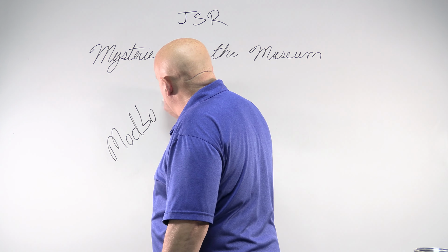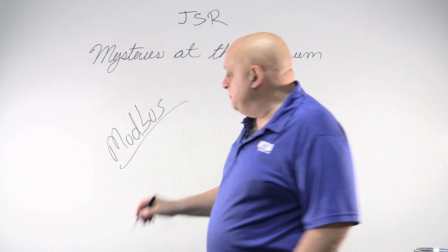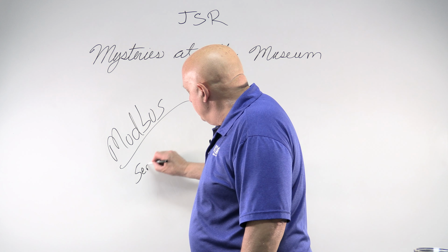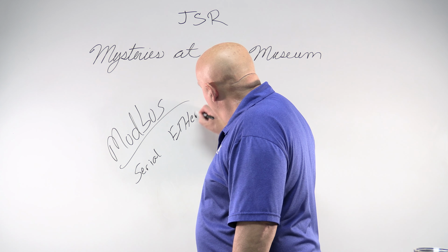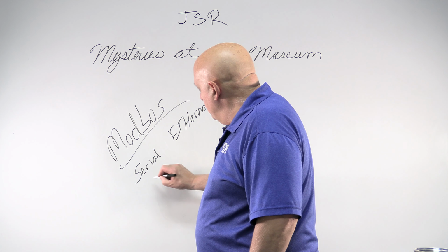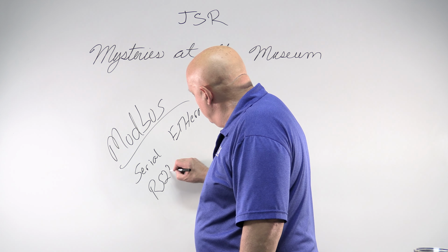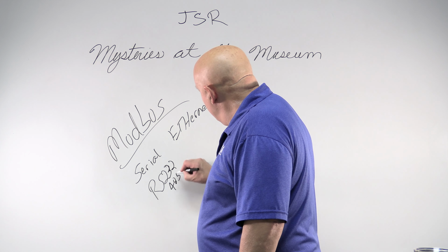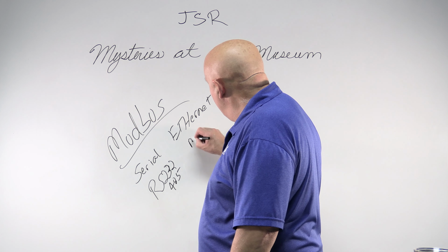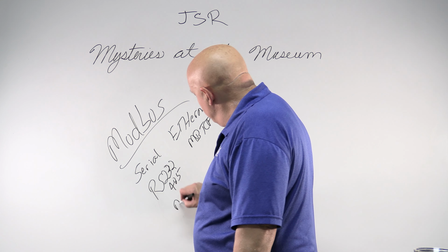Modbus is the 5th technology that I want to talk about today. Of course, there are 2 different kinds of Modbus: the serial Modbus and the Ethernet Modbus. Serial is RS-232 or 485, it can be either one, mostly 485. This is called Modbus RTU, and the Ethernet one is what's called Modbus TCP.